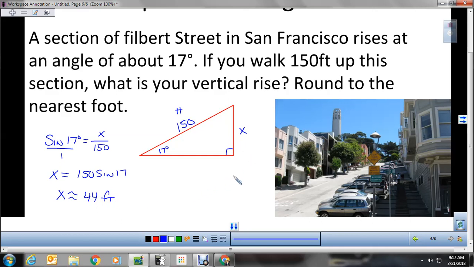All right, this concludes part 1. In part 2, we're going to look at finding missing angle measures.